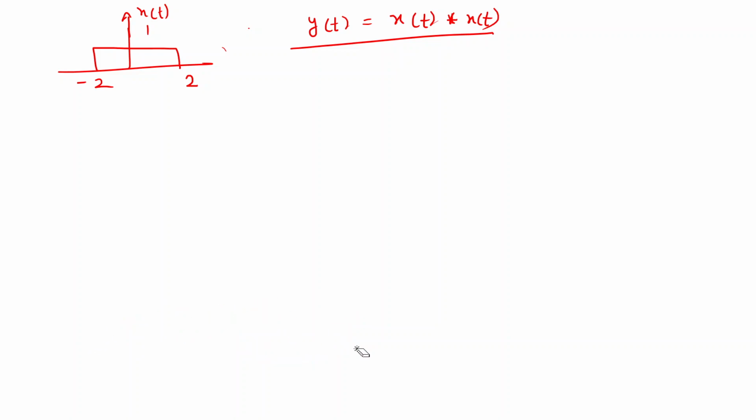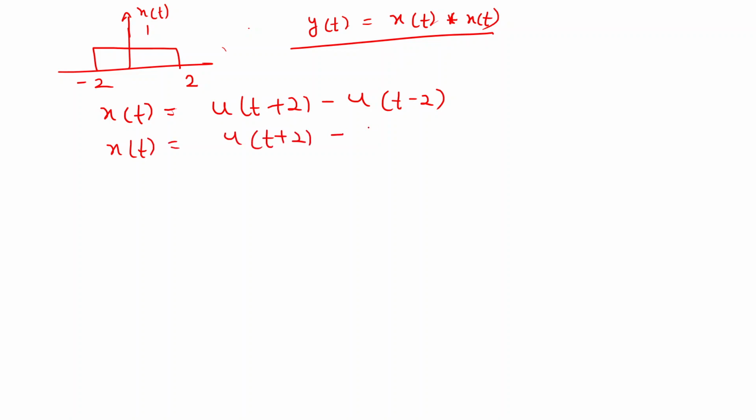You can tell me faster. Just write down x of t. X of t is how much, sir? u of t plus 2 minus u of t minus 2, right, sir? You are now convolving with the same signal, right? So another signal I'm writing, x of t equal to u of t plus 2 minus u of t minus 2. Now you just multiply it.